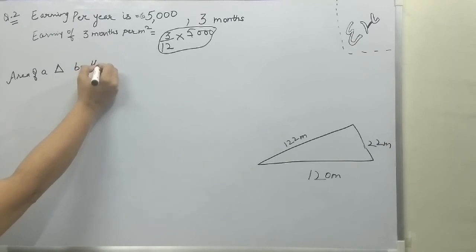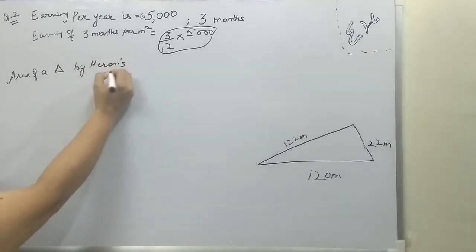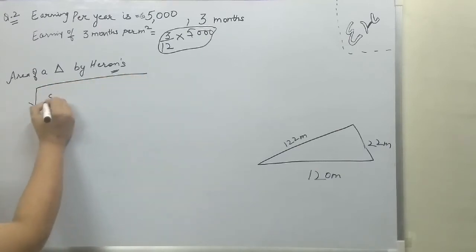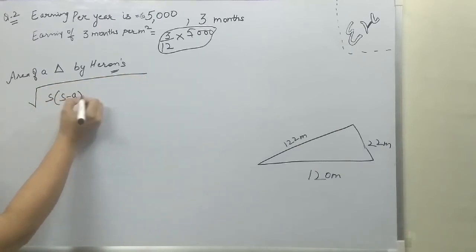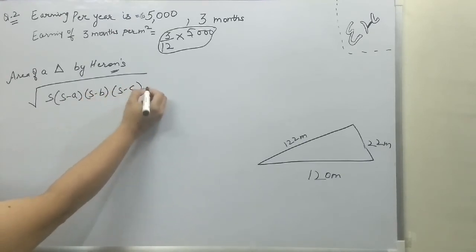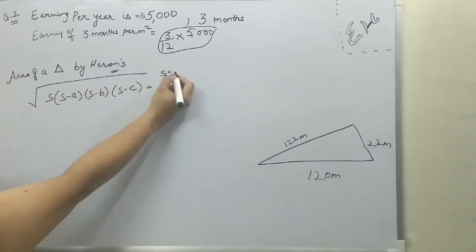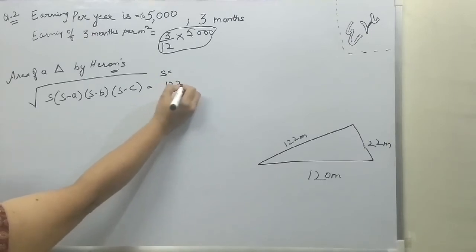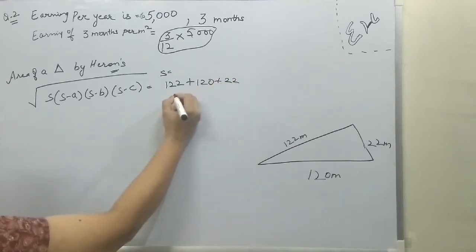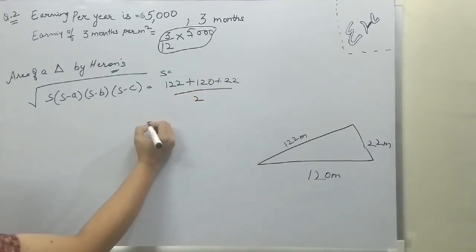triangle by Heron's formula. That is square root of S into S minus A, S minus B, S minus C. First we will calculate the S. That is 122 plus 120 plus 22 divided by 2.